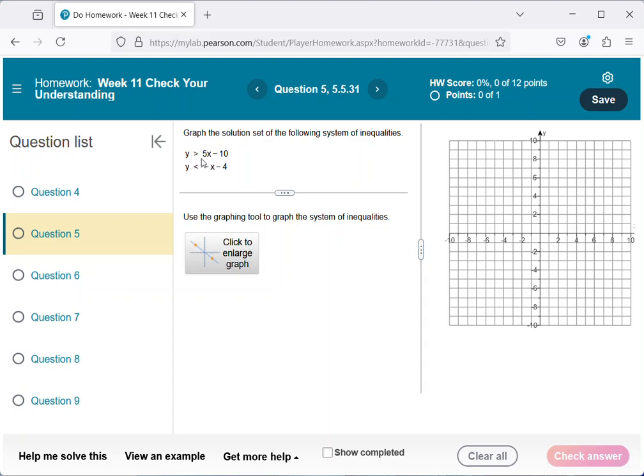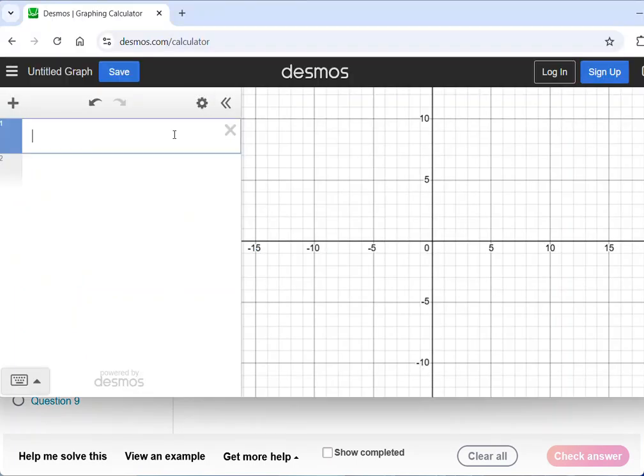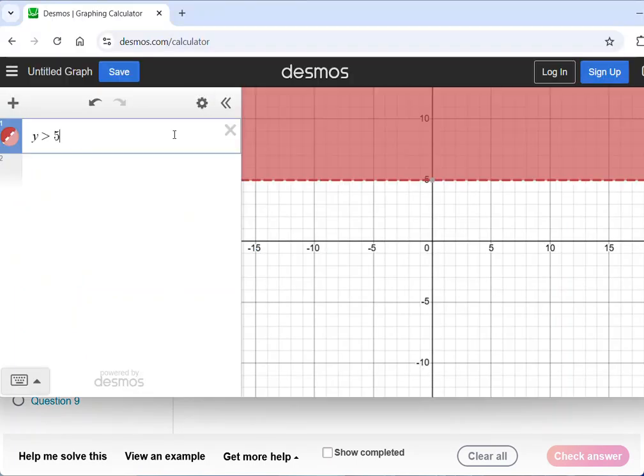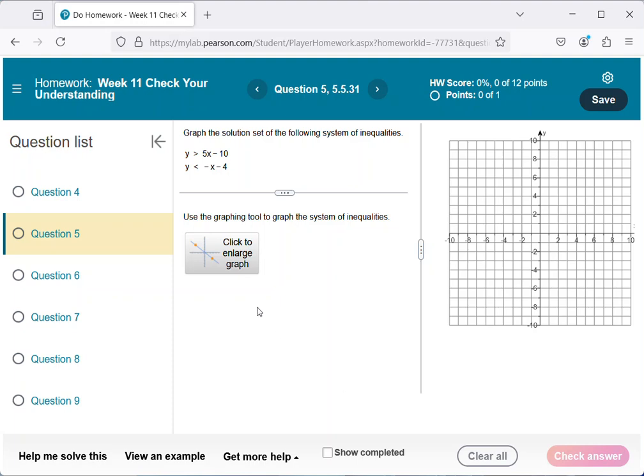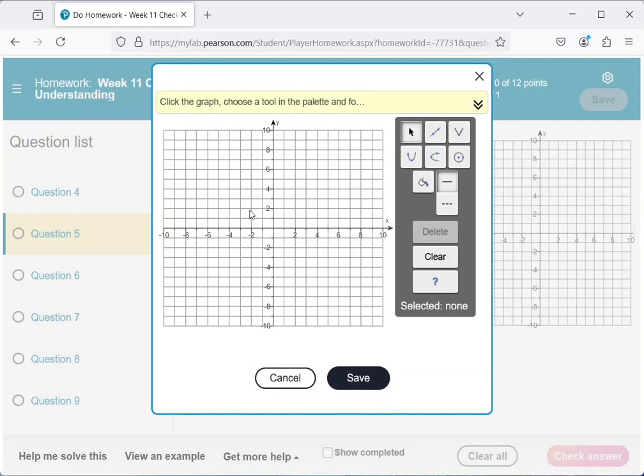So my first equation is y is greater than 5x minus 10. So I'm going to type that in. And here's my graph. I can see that I have a point at 2, 0, and another point at 0, negative 10. So I'm going to click to enlarge graph.